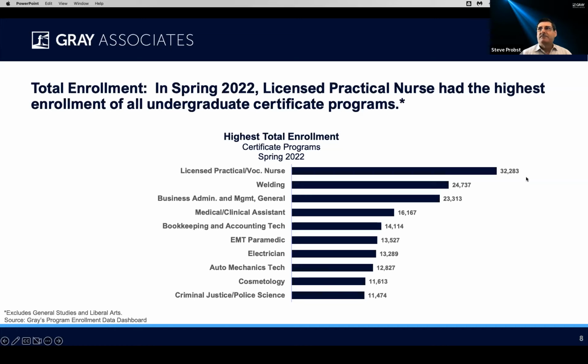And obviously the biggest of these is twice the size of the ones even just fourth on the list. So as you might expect, the big programs are much bigger than the mid-sized programs or even the not quite big programs. And general studies and liberal arts are even larger.